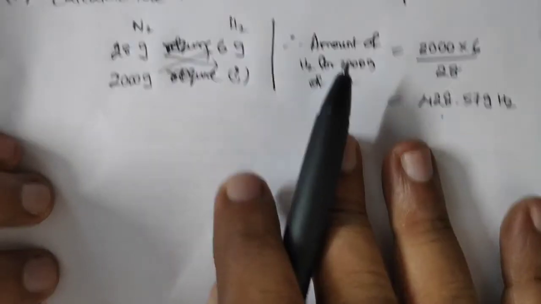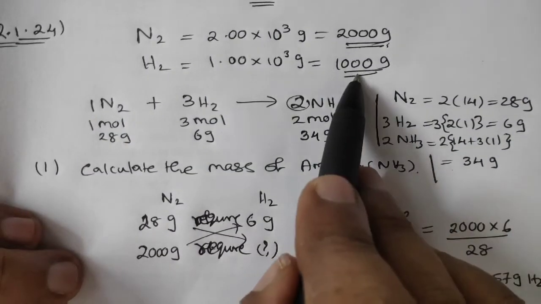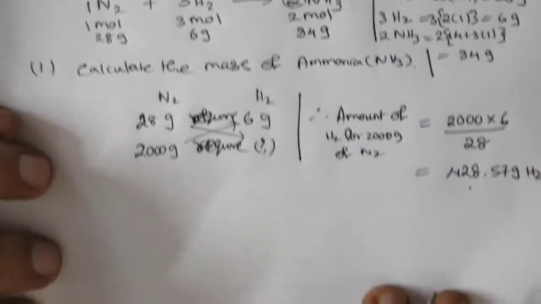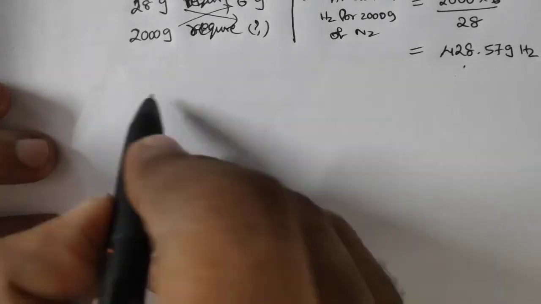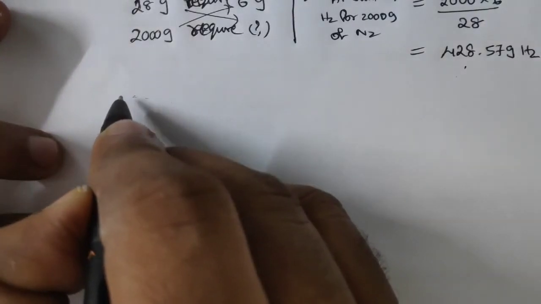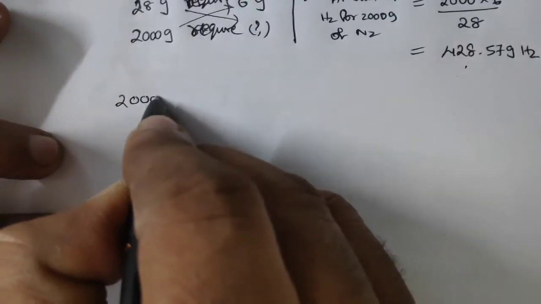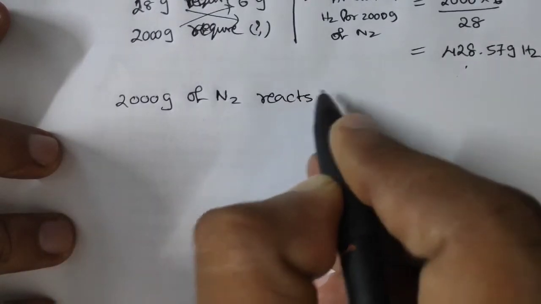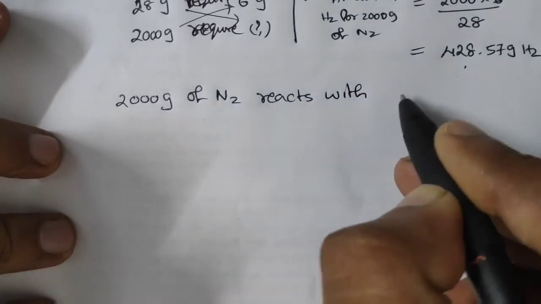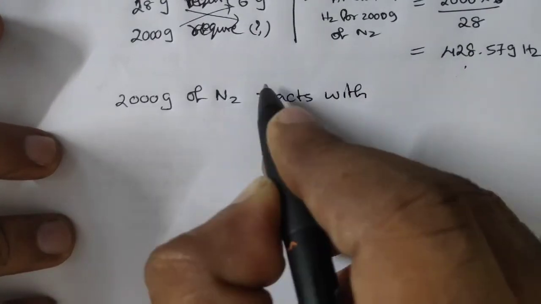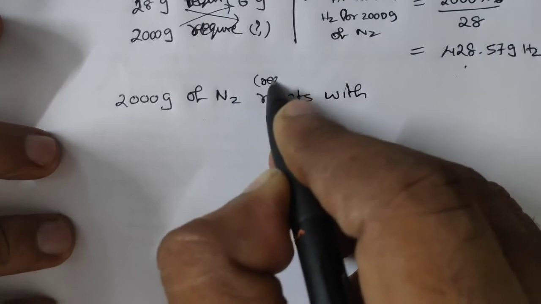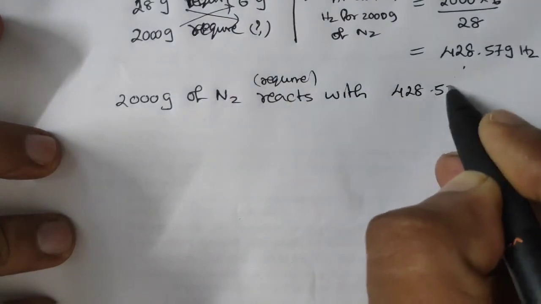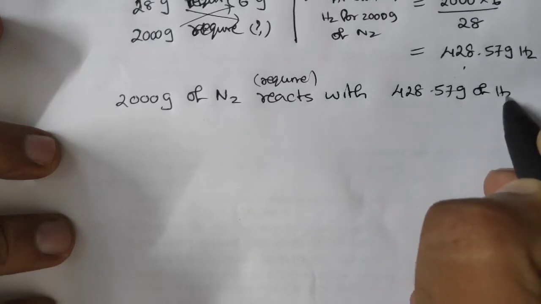428.57 grams of H2. Now here in the question it was given how much? 1000 grams is given here. Understood? So the next part, what is given here? So we can write that 2000 grams of N2 reacts with, or requires, 428.57 grams of H2. Understood?